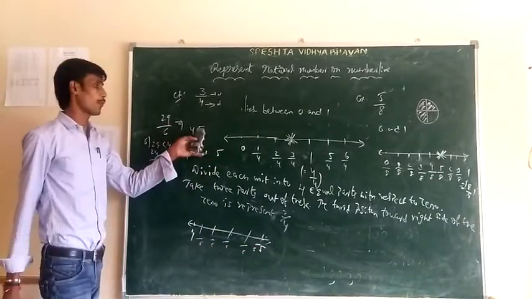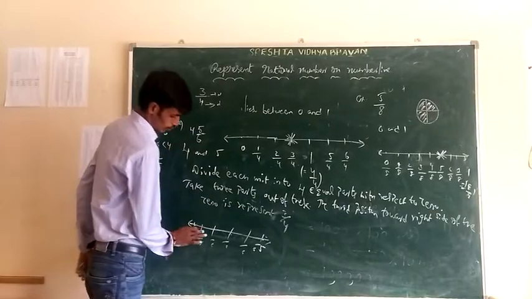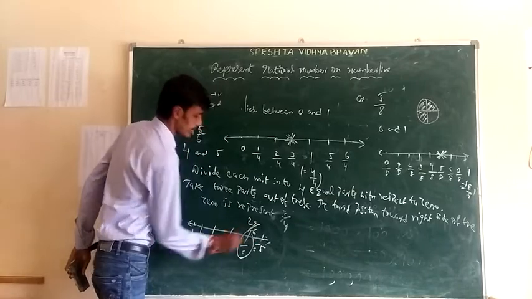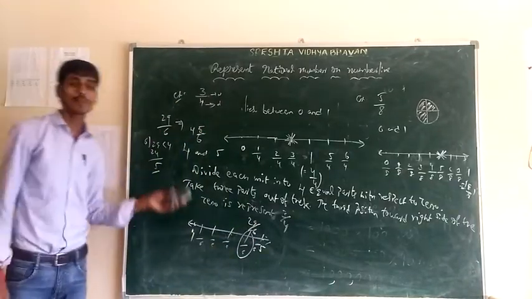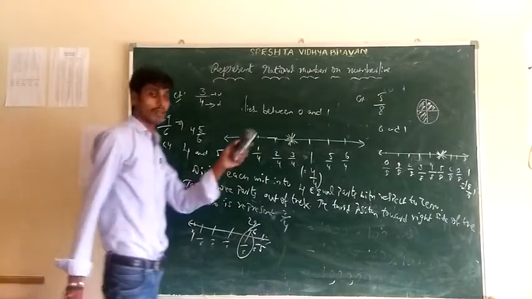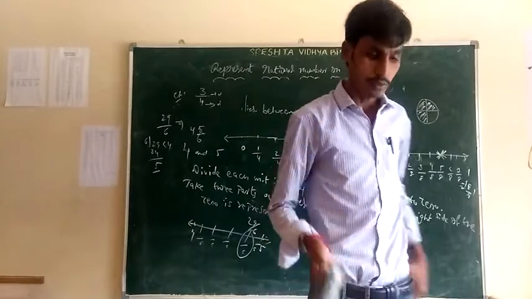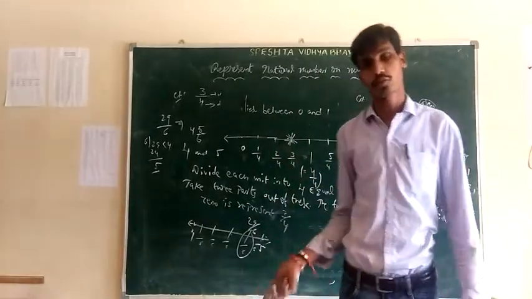Okay, so in that how many parts we require? 5th point. That means 1, 2, 3, 4, 5. So that means this is the 29 by 6. Okay, this is the representation of improper fraction. Okay, so for better understanding, we have to see examples in our textbook, example 6 and example 7.